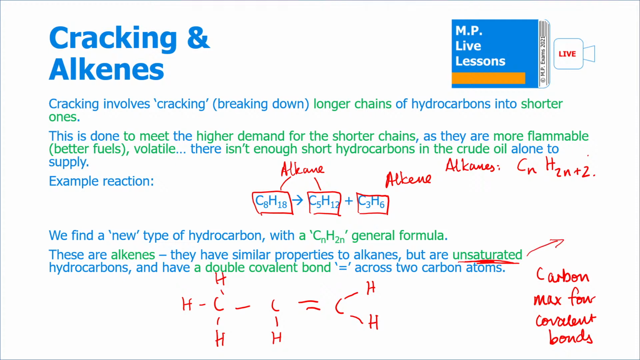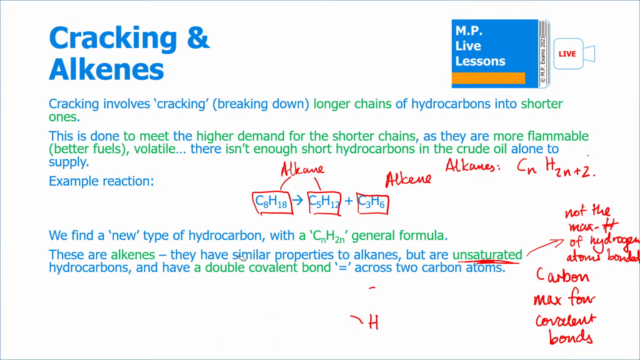Unsaturated means not the maximum number of hydrogen atoms bonded. So we don't have the maximum number of hydrogen atoms possible that bond to these carbon atoms. So there are gaps left there. Now take a quick screenshot of this displayed formula. And there's one last thing to show about alkenes.